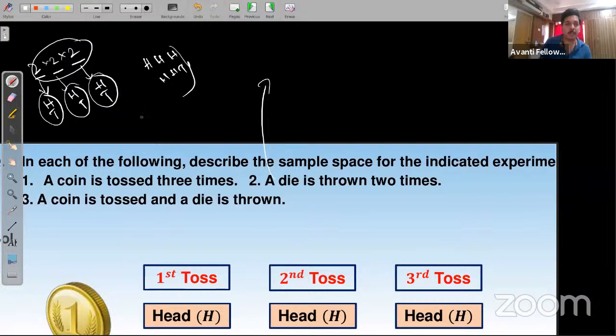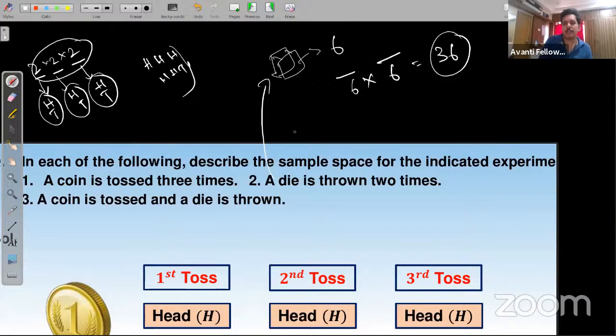Sorry, let me explain the answer also. A die is thrown two times, right? In a die, how many outcomes will be there? Total six numbers, six outcomes. Two times you are throwing, so 6 into 6, so it is 36. You can call it 6 squared. If three times, it is 6 cubed, like that. That's it. So it is 36, guys. So what is the third question, guys?